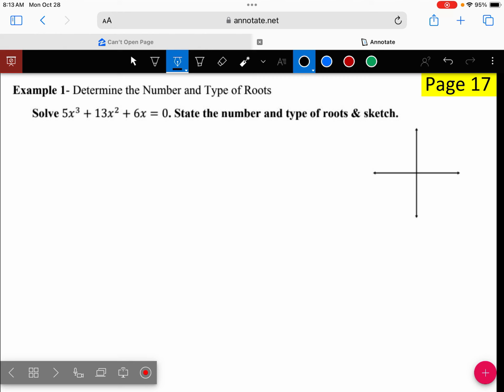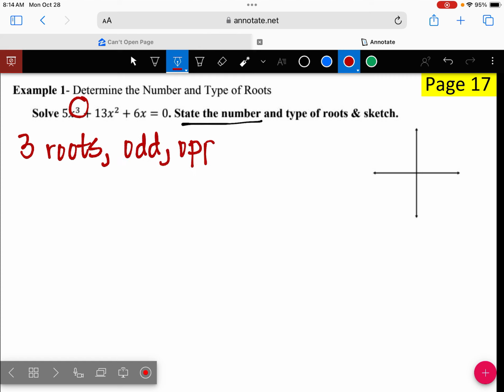All right, so before we get started, we have to state the number of roots. The number of roots is always your highest exponent. So because there's a 3, that means I'm looking for 3 roots. So this is an odd degree, which means the arrows are going to go opposite directions. And because the 5 is positive, that tells me that this side is going to go up and this side is going to go down. So that's kind of important as we start to sketch.